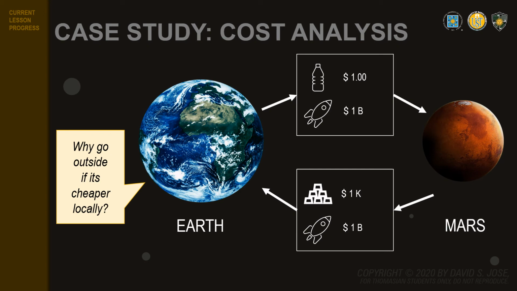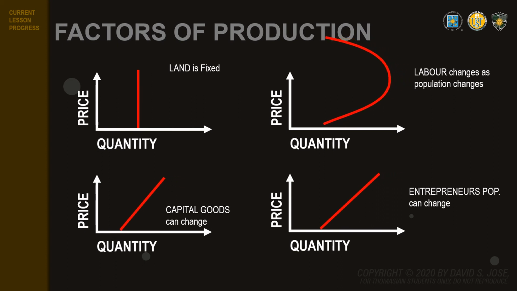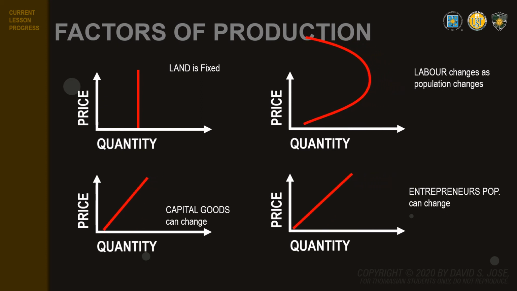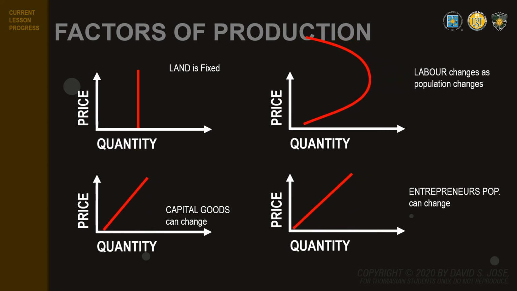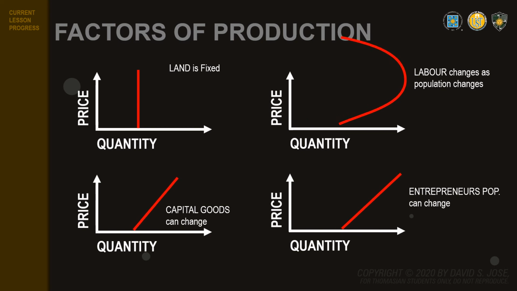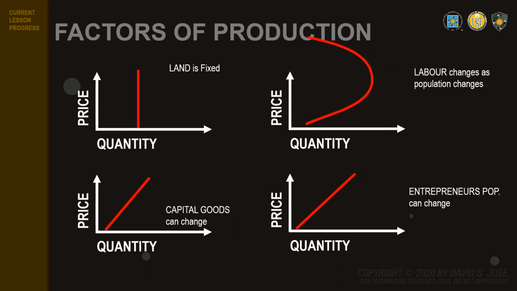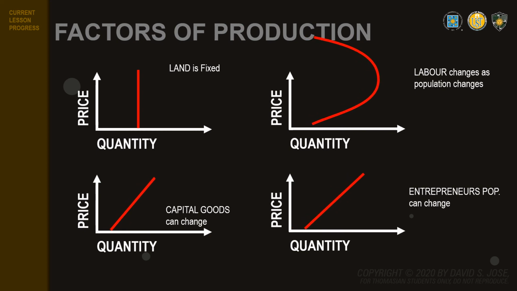Because there is one resource that we cannot create locally, and that is land. Among the factors of production, land is fixed. Labor increases as population increases, of course. Capital goods increase due to technology, and entrepreneurial output increases due to education. But land, no one can create soil out of nothing. You cannot duplicate soil. You cannot repopulate soil. Soil is fixed.